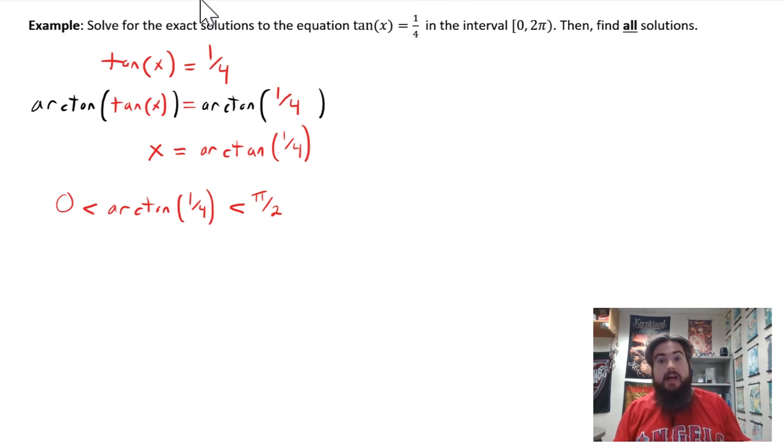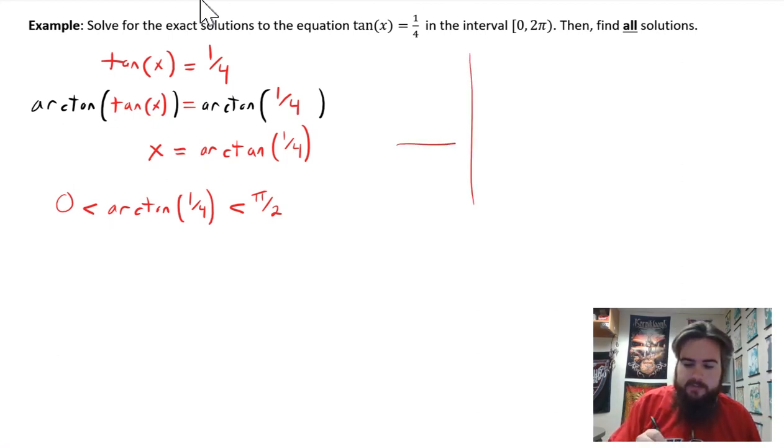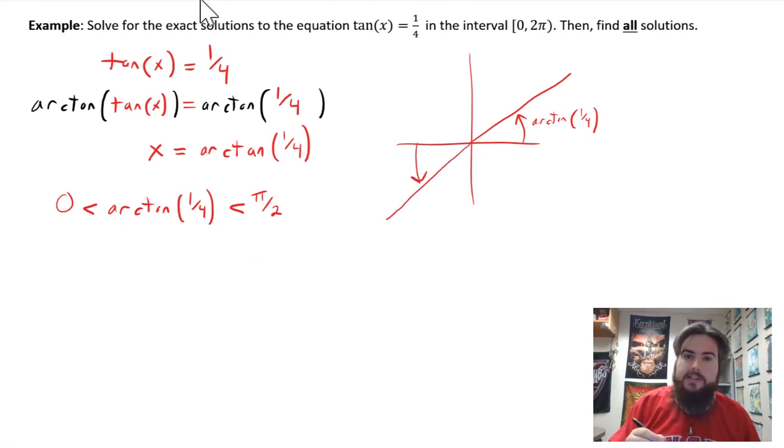However, that's not the final answer, because our original question of where does tangent equal a ratio of 1/4 should not only happen in quadrant 1, but should also happen in another quadrant where tangent is also positive, that being in quadrant 3. If I think about a picture of this, we have one answer up here in quadrant 1. That is our arctan of 1/4 answer. But we should have another answer in quadrant 3 that shares the same reference angle, which means the same distance from the x-axis, which should also be arctangent of 1/4.